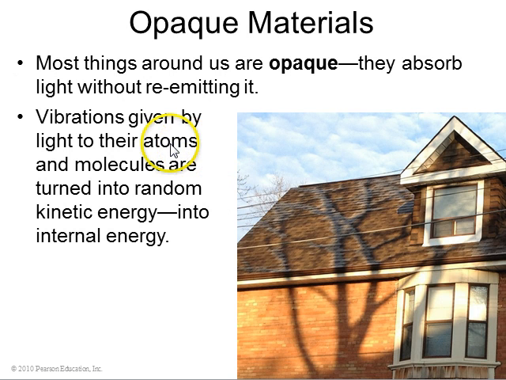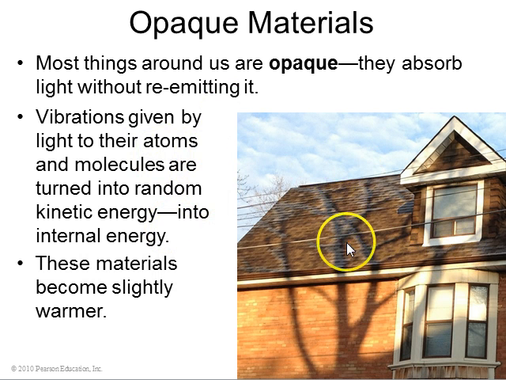Most things around us are not transparent, they are opaque, which means that they absorb light without re-emitting it. So when light hits an opaque material like a book or a house or a brick or something, the vibrations given by the light get absorbed by the atoms and turned into random kinetic energy, so thermal energy. Here you can see sunlight hitting a roof and warming it up a little bit. But in this shadow area where a tree has blocked the light, the roof is colder, and you can see it's still frosty from frost that was there in the morning.